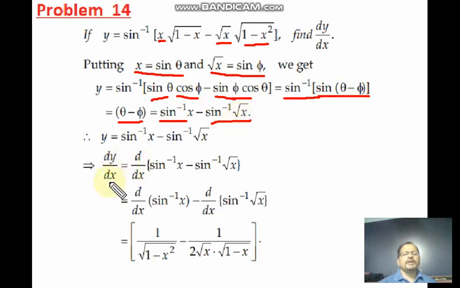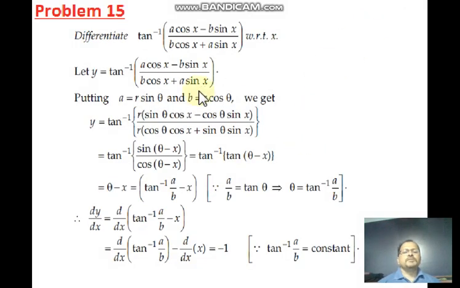So dy by dx is derivative of sin inverse x, which is 1 upon under root 1 minus x square, and derivative of sin inverse root x is 1 upon under root 1 minus root x square into derivative of root x. It comes out to be 1 upon 2 root x into under root 1 minus x. Next problem is 15th one.